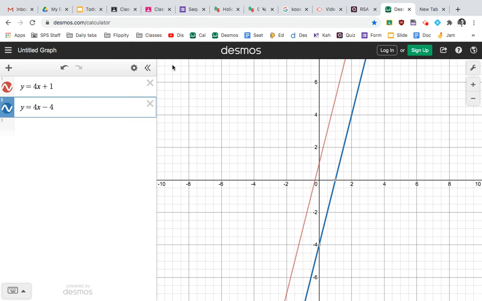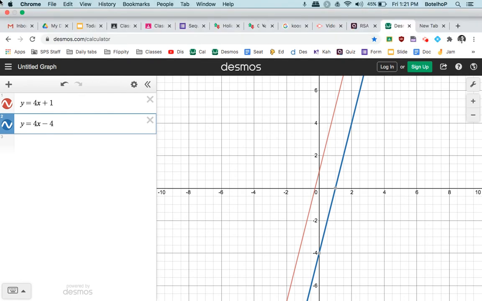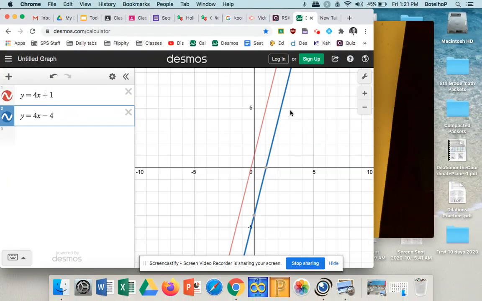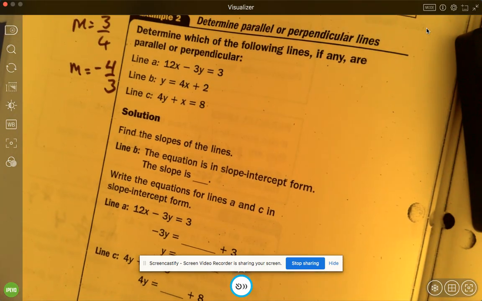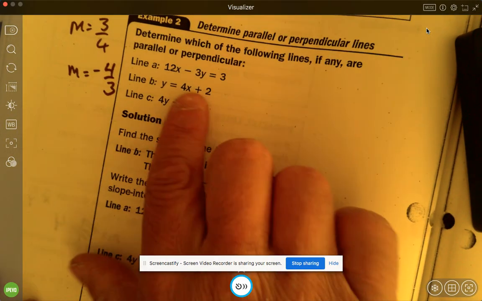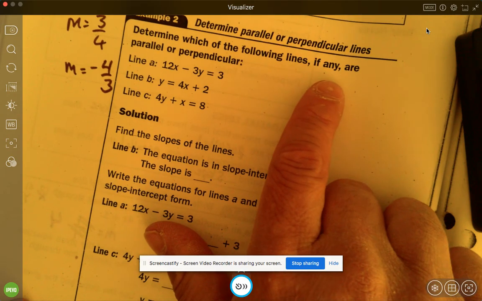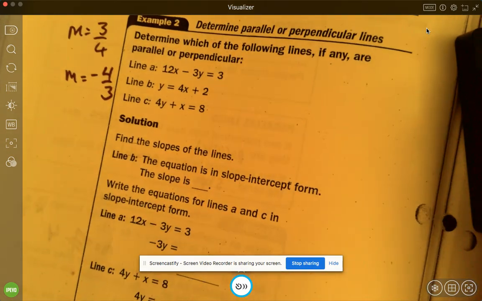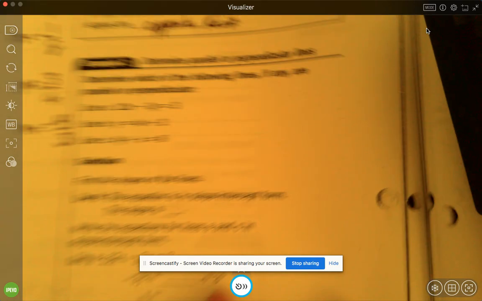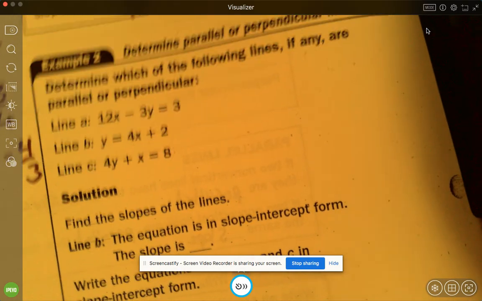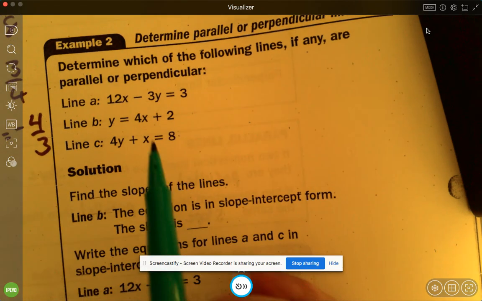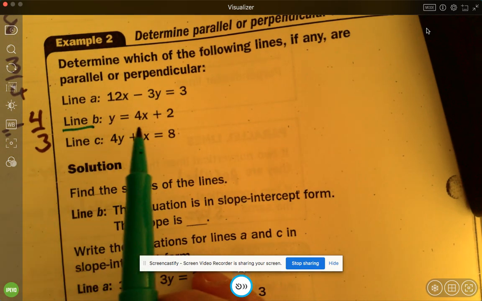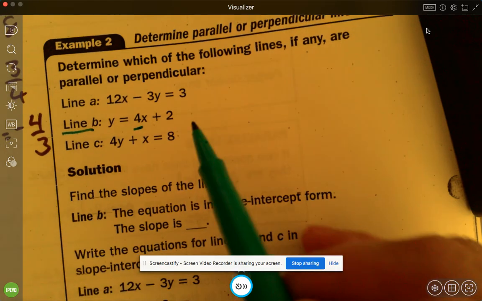So now I think we're going to be working, this is on page 29, now we're going to be working with perpendicular lines. So hopefully I don't make the opposite mistake and try to make a parallel line. So determine which of the following lines, if any, are parallel or perpendicular. Okay, so now I get what we're doing here. So for that determination, we have to get the slope of each line. So the easiest one that pops out to me is line B, because you can see right here the slope is 4.